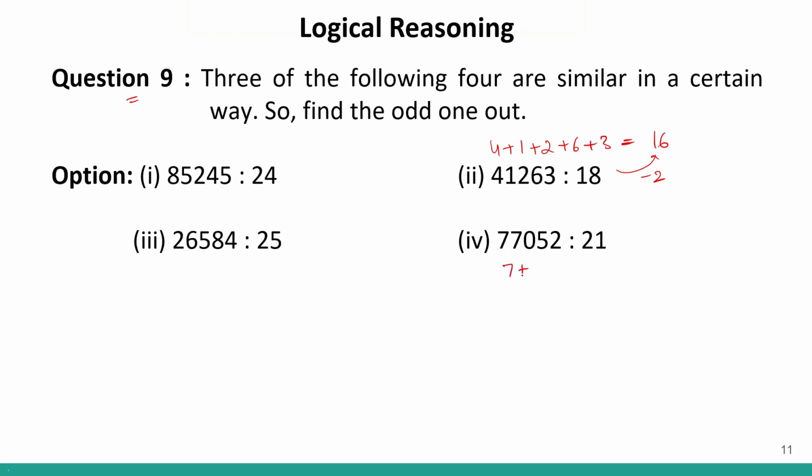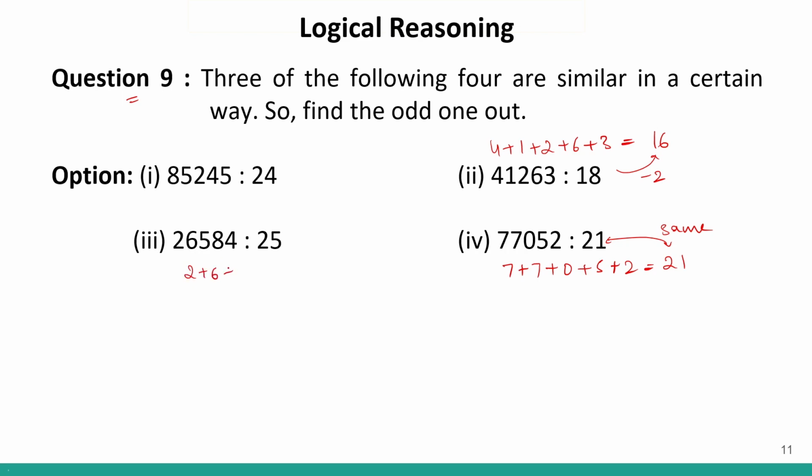Now, let us look over here. 7 plus 0 plus 5 plus 2. So, 7 plus 7 is 14, 14 plus 5 is 19 and 19 plus 2 is 21. Correct? So, this number is the same. So, either of the two logics will follow. Either the numbers will be the same or the numbers will be reduced by 2. So, let us check over here.